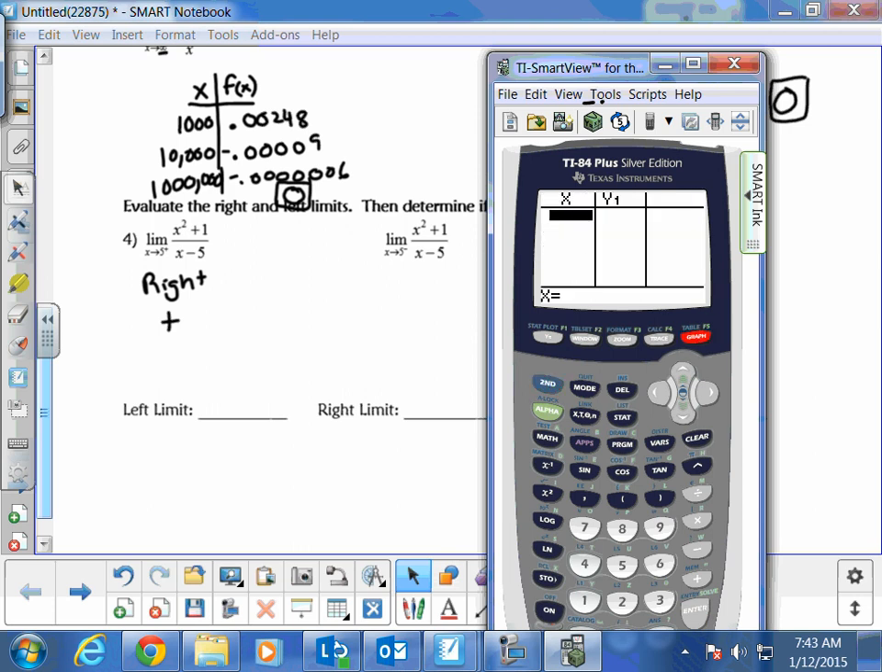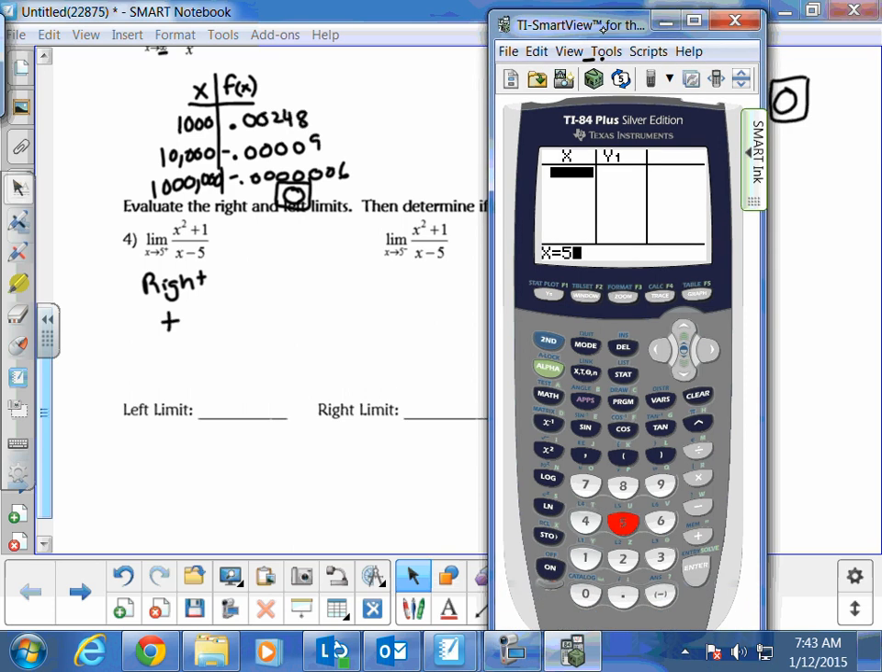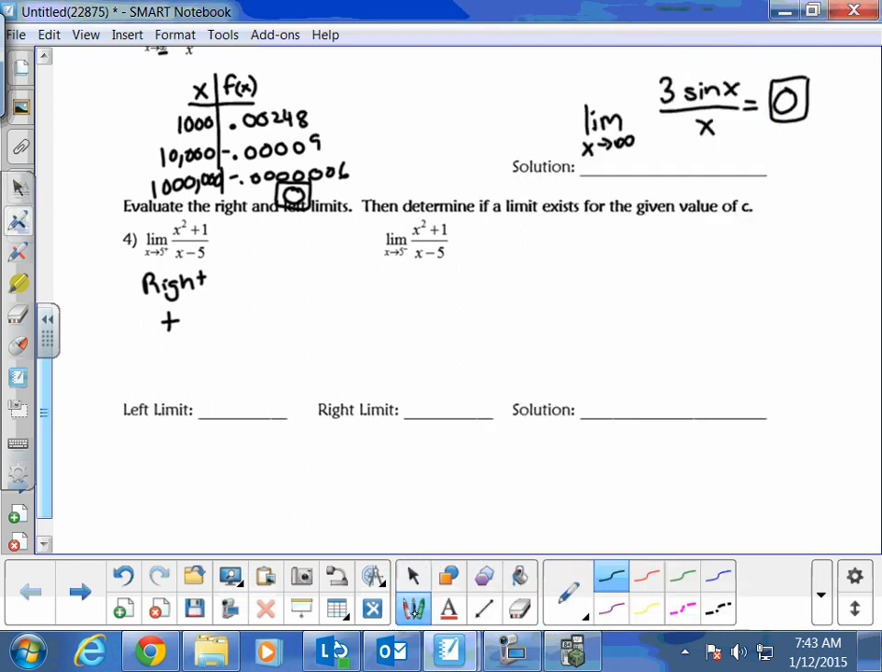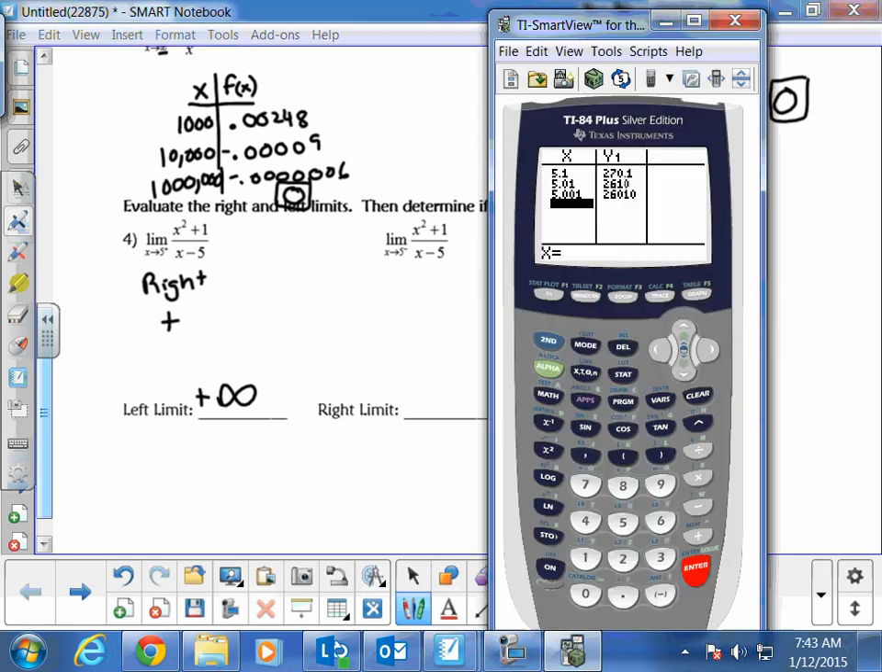Now from the right side, I want to go ahead and determine the values like 5.1, and then 5.01. Now I'm working from the right side, so I'm looking for values that get closer from the right side of 5. Now, if you see the progression, this one is progressing to positive infinity, from these values that are here.